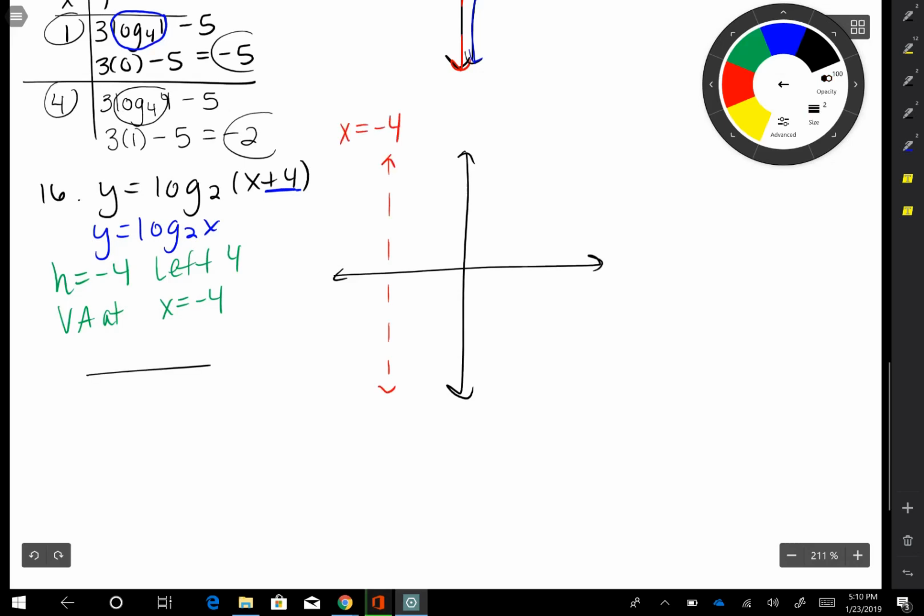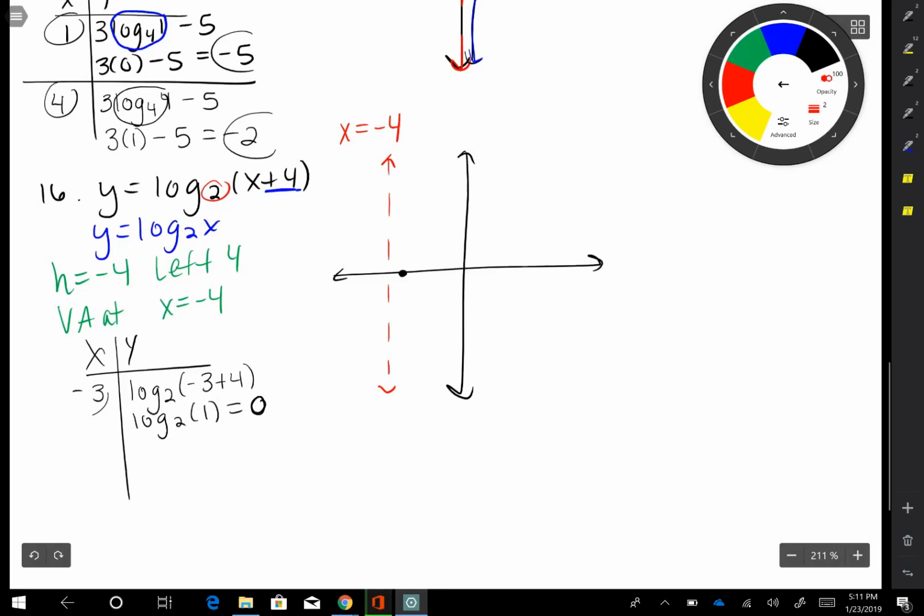Okay, making a table of values, my first x value is going to be the point directly to the right of my asymptote, so that would be negative 3. If I plug negative 3 into my function, that gives me the log base 2 of negative 3 plus 4. Well, negative 3 plus 4 is 1. And remember, log base 2 of 1, or the log of any base of 1, is 0. So I put in negative 3, got out 0. Boom. There it is.